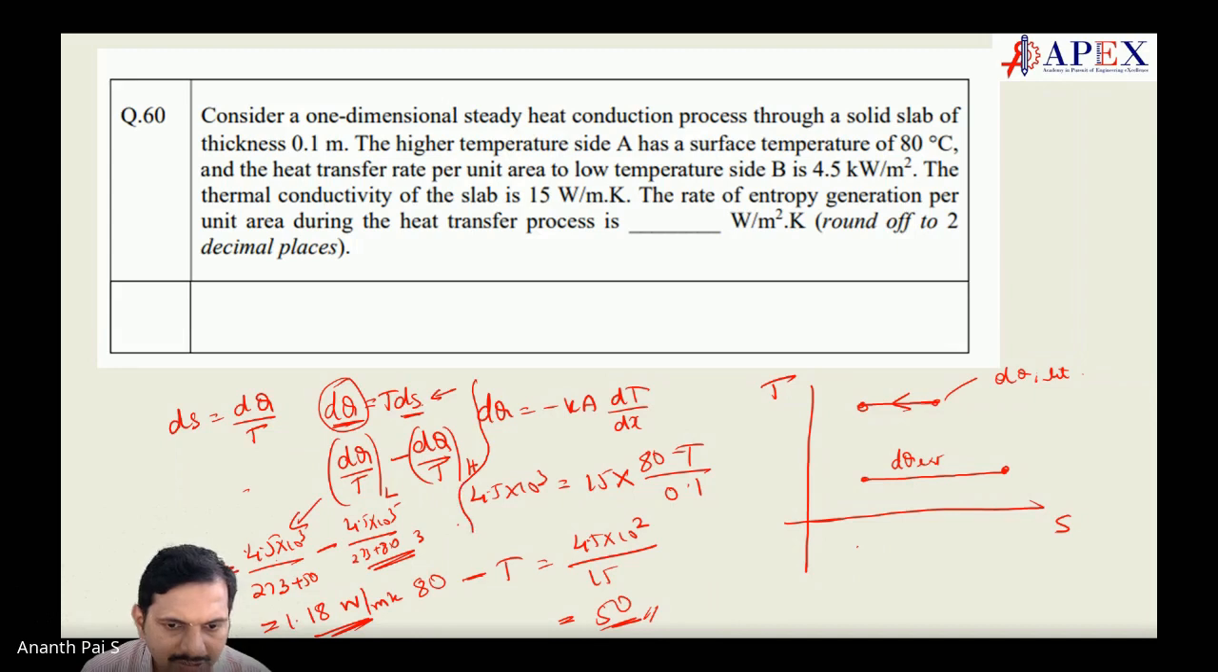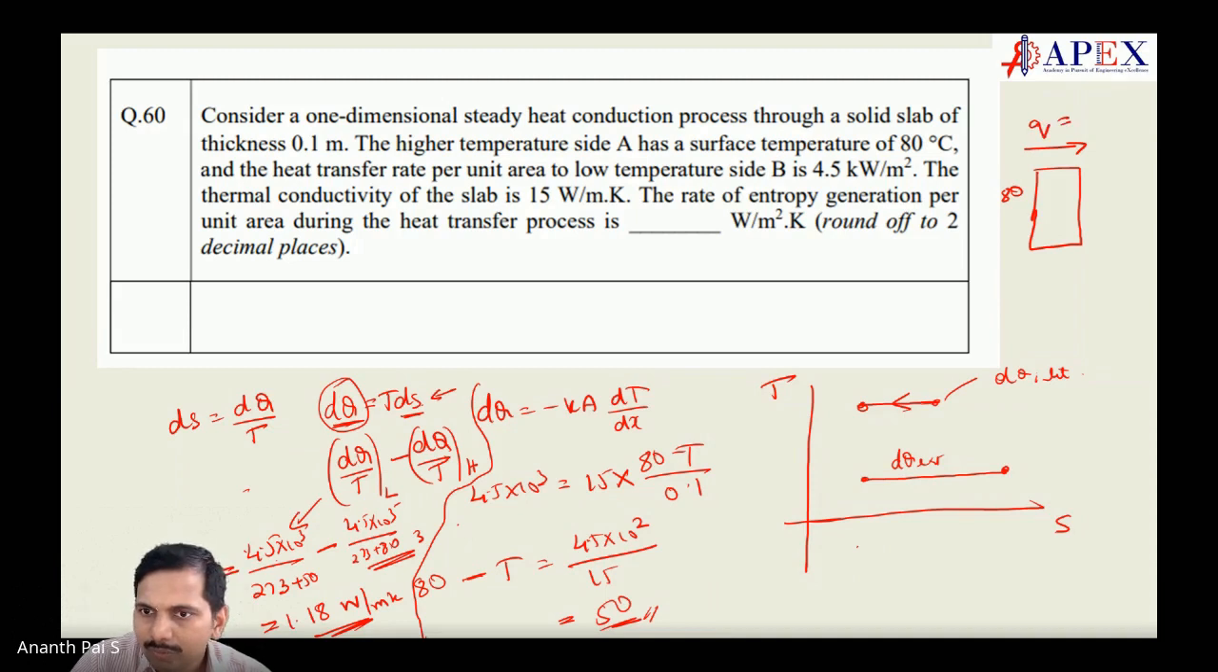Here is the heat transfer part. You calculate the temperature on the other side of the slab. On this side of the slab it is 80. You have Q transferred, which is equal to 4.5 kilowatt per meter square. And then here you have to find the temperature, because K is given and the thickness is given as 0.1. Using this equation, we can find the other temperature. We have done that, which is 50 degrees centigrade.